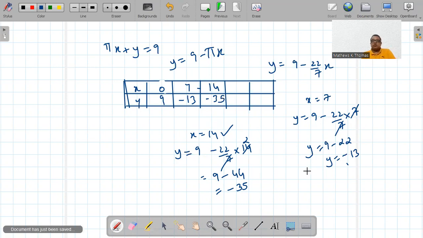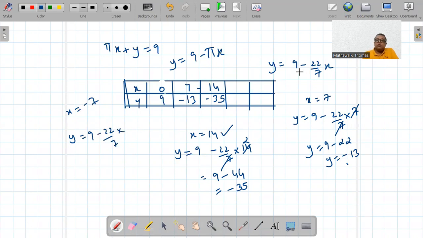I need one more value now. So I can take negative numbers as well. So I can take x as negative 7. So y is 9 minus 22 by 7 into, what am I taking? I'm taking x as negative 7. So 7 and 7 get cancelled, but there is a negative here. So this value of y will be 9, and I have cancelled 7 with minus 1 here. So minus 22 and minus 1 will become plus 22. So y value will become 31. So this is the next answer.